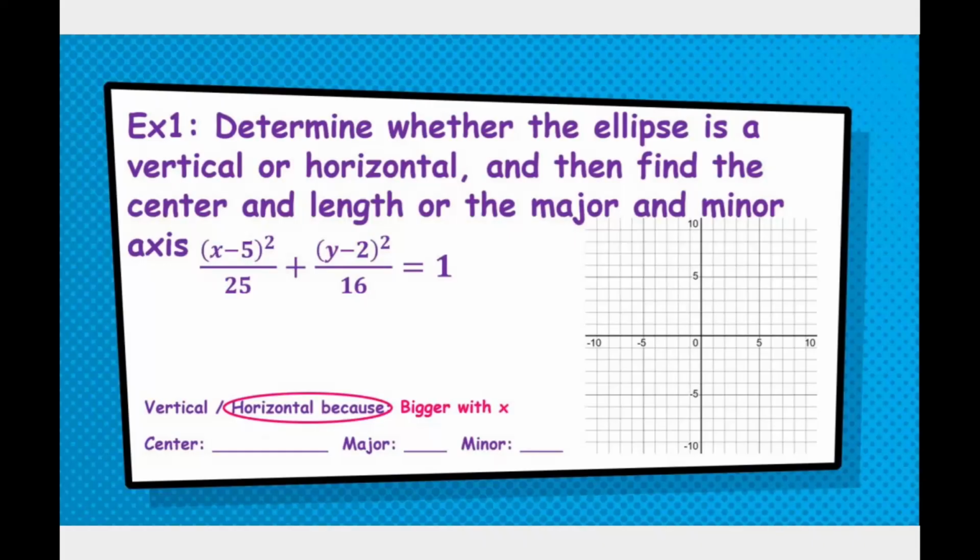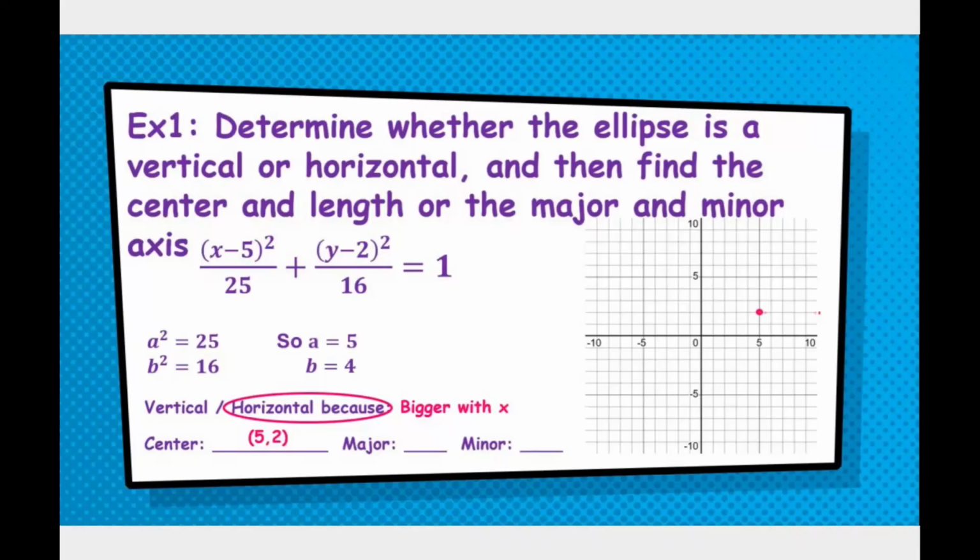So I'm bigger with x, and then I look at my h and k. It's (5, 2). I can see that from looking at the equation. I'm going to go ahead and plot that on here. Actually, I'm not going to use this to find a and b. I'm going to find a from here. So if I know a squared is 25 and b squared is 16, then a is the square root of 25, which is 5.